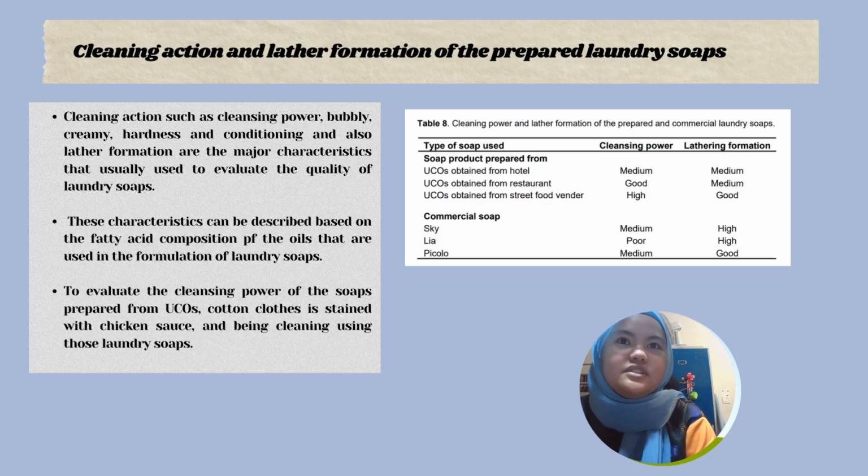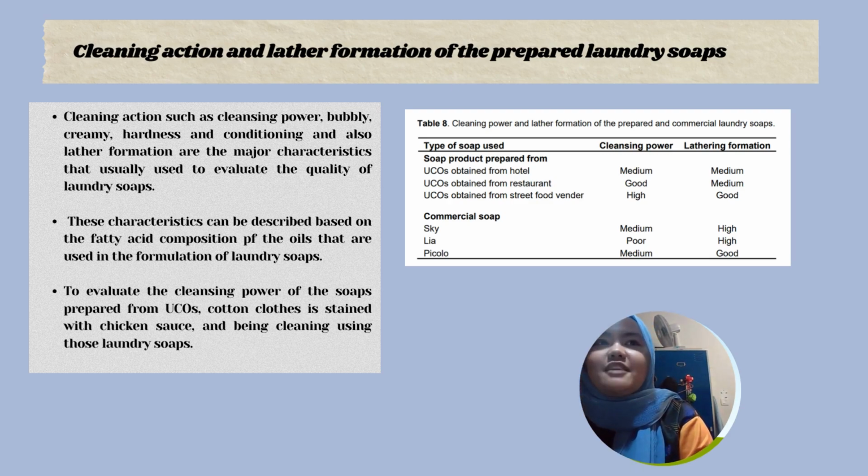Based on the table, soap prepared from UCO from hotels has a medium cleansing power and medium lathering formation, while soap prepared from the cooking oils collected from restaurants has good cleansing power and medium lathering formation. Soap prepared from the UCOs from street food vendors has high cleansing power and good lathering formation. Meanwhile, the commercial soap brand Sky has medium cleansing power and high lathering formation.